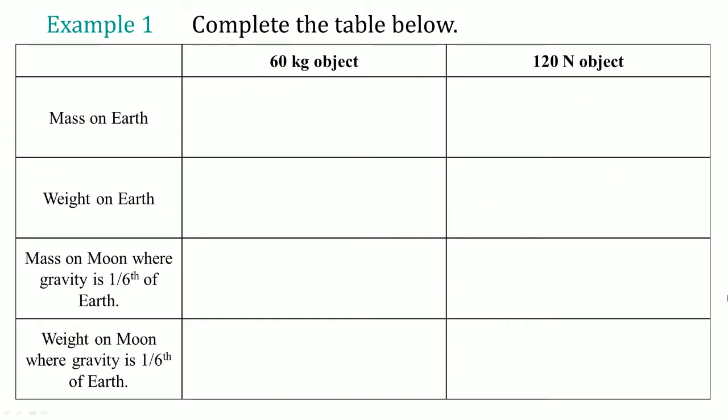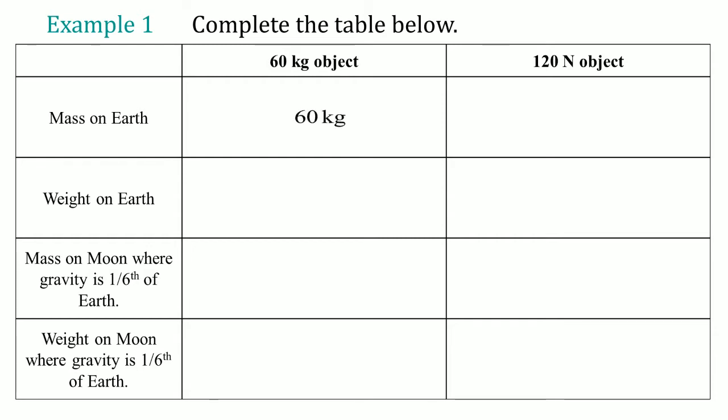You want to complete this table below on two objects. For the first object, you know it is 60 kilograms. And the second object, you know that it is a 120 Newton object. So, first question, what is the mass of the 60 kilogram object? It's still 60 kilograms. Nothing changed.